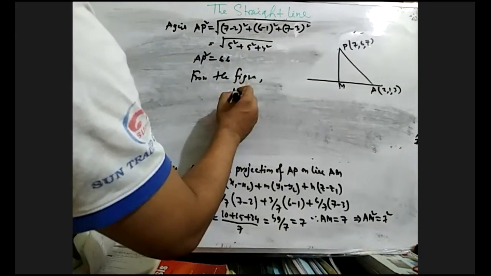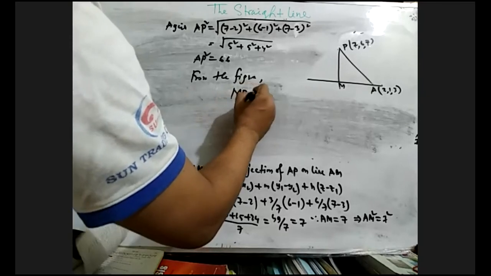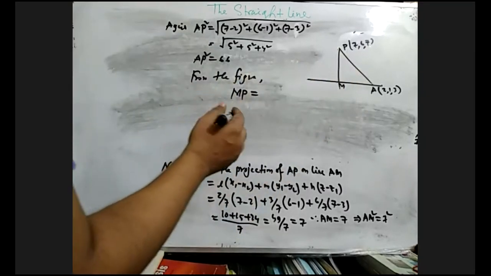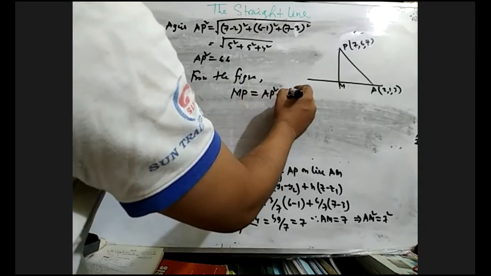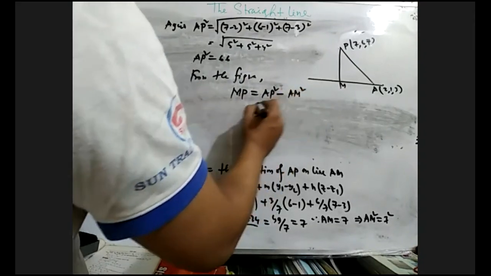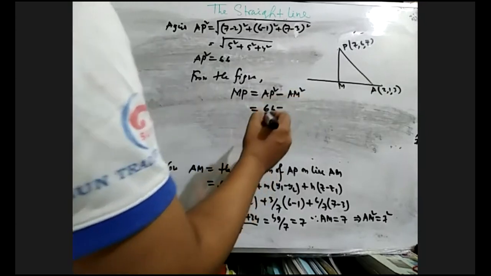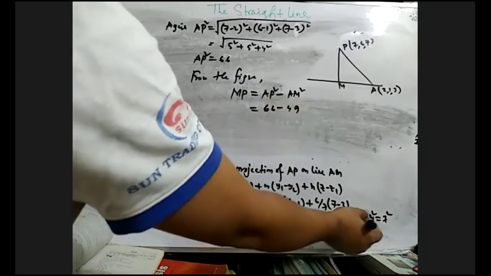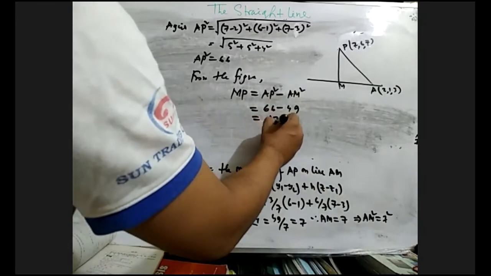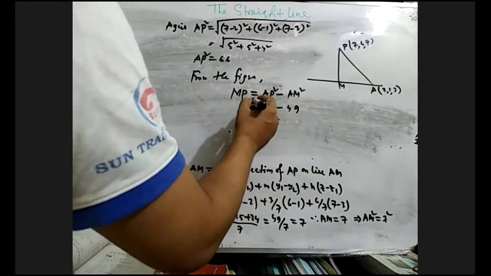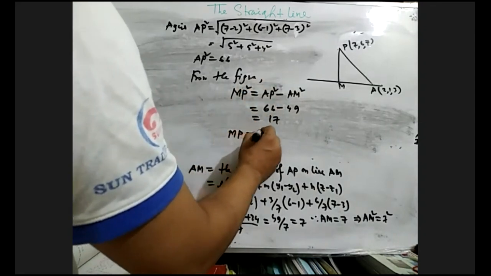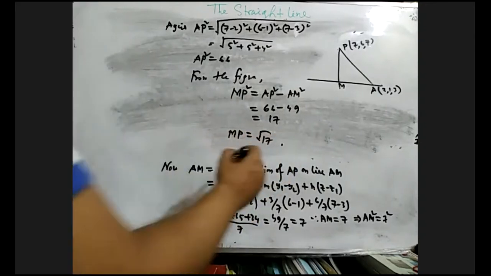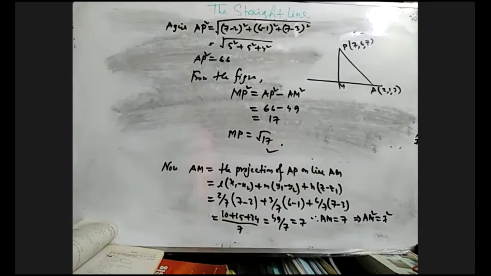So from the figure, the perpendicular distance MP. By Pythagoras theorem, MP square equals AP square minus AM square. AP square is 66 minus AM square, which was 49. Therefore we get only 17. By Pythagoras theorem, MP equals root over 17. This is the result, the required perpendicular distance.